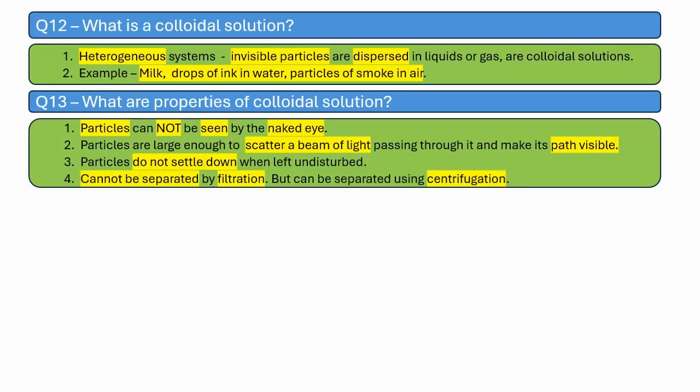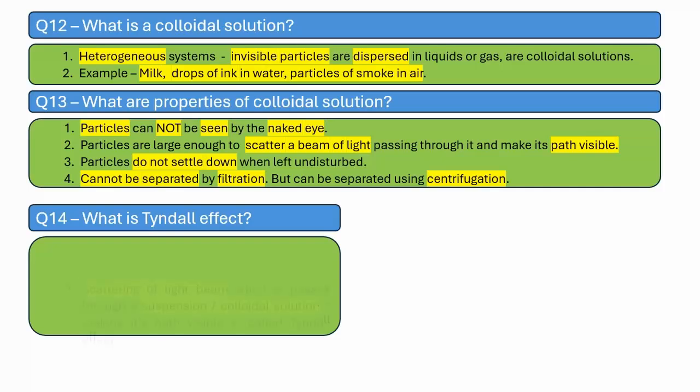Okay, they cannot be separated by filtration. Remember, for chalk powder, all you did is you took a filter paper and you poured the water, and all the chalk powder was collected on the filter paper. But here you cannot separate the particles from the colloidal solution by filtration. You have to use centrifugation. Okay, centrifugation is a process where particles in colloidal suspension can be separated.